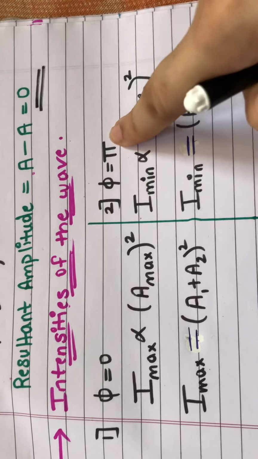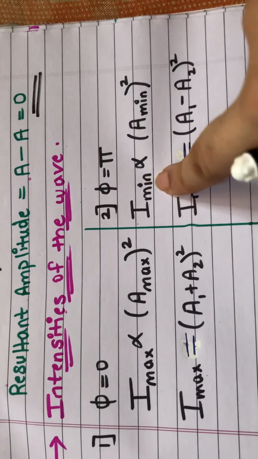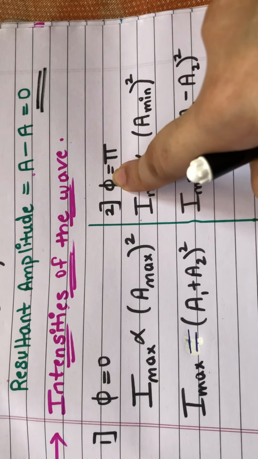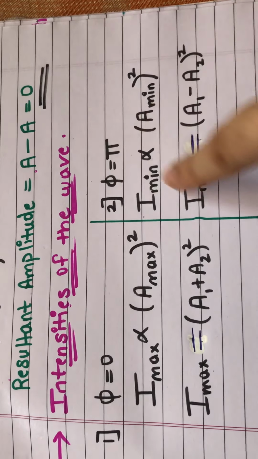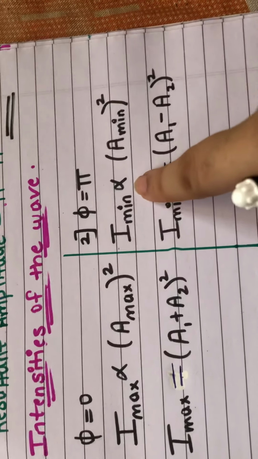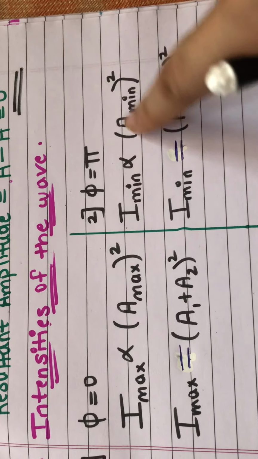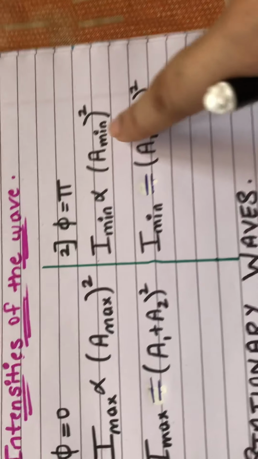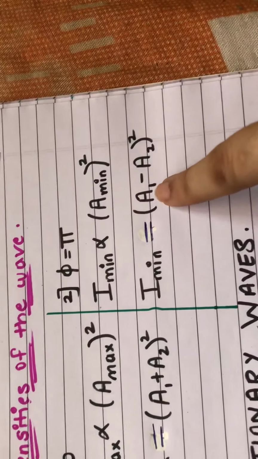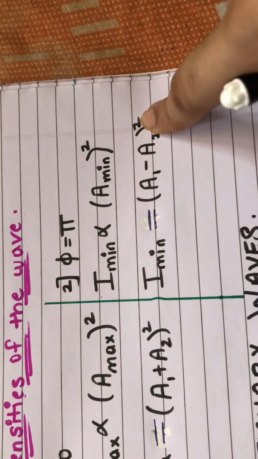If phi is equal to pi, then the intensity becomes minimum. In this case, phi is equal to pi, intensity is minimum, and at phi equal to 0, intensity is maximum. So here the intensity is directly proportional to the square of the minimum resultant amplitude. And what is the minimum resultant amplitude? a1 minus a2, and here there is a square, so we have substituted the square over here.